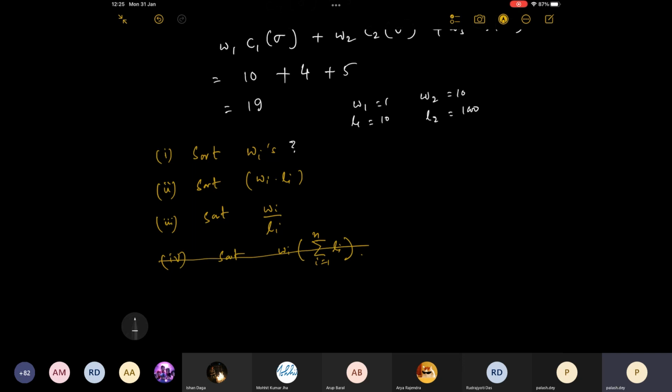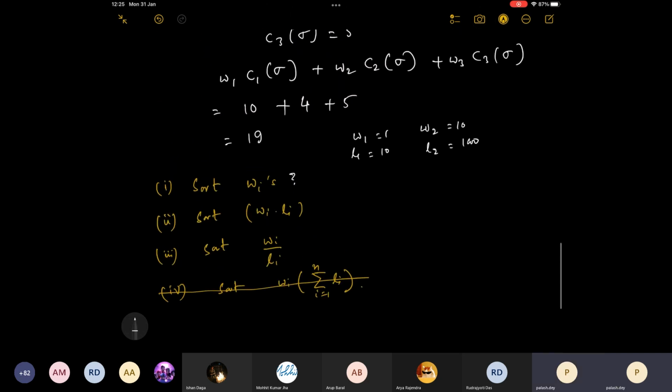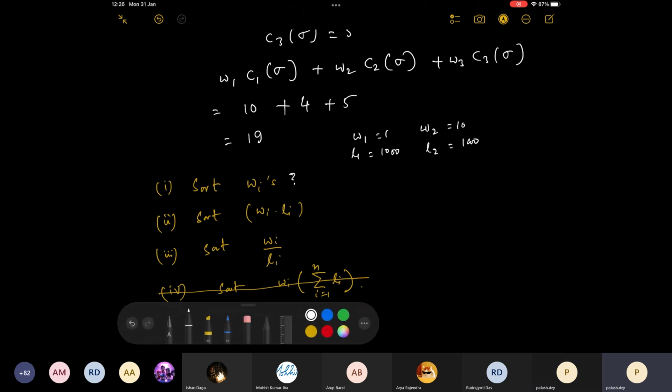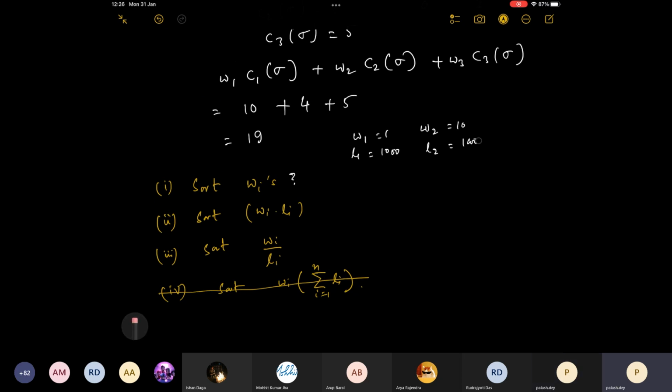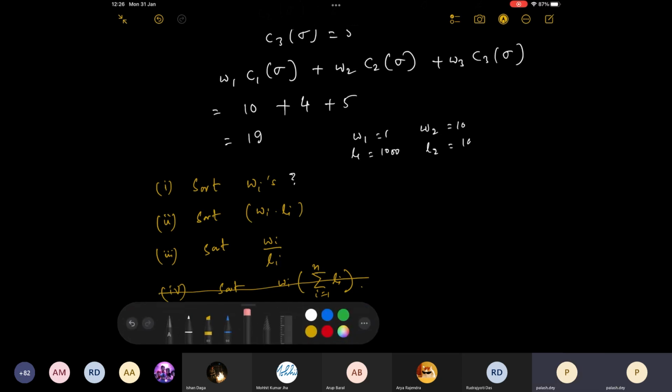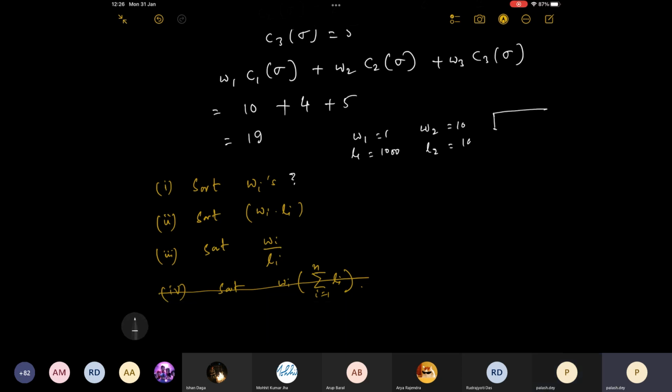Sorry, I meant the reverse. I mean L1 should be 1000 and L2 should be 10. Now what will the algorithm do? Algorithm will do the 10 first, right? Yes, but the reverse order is correct in this case.